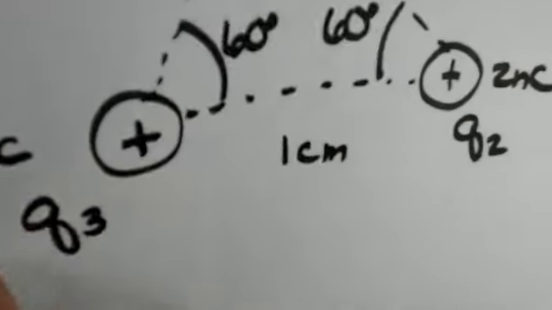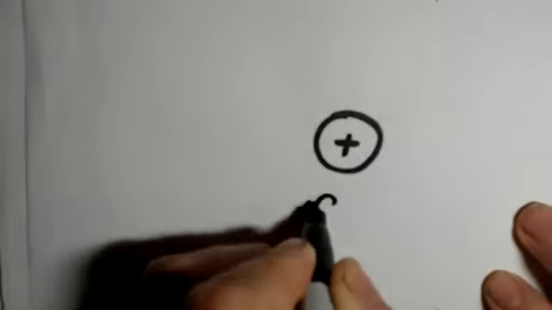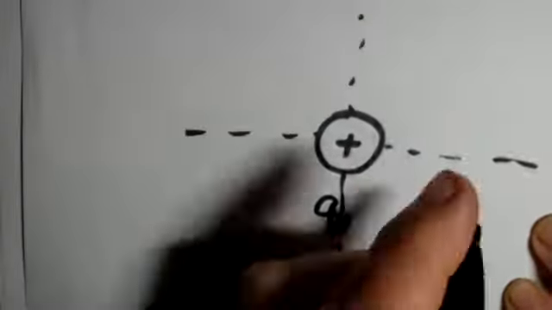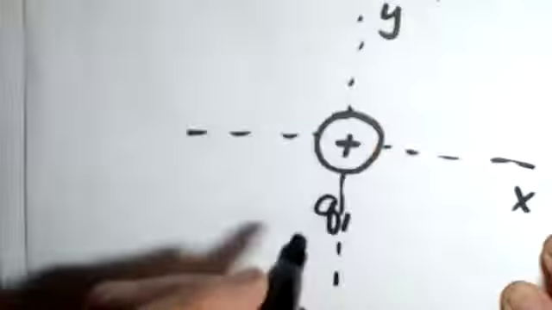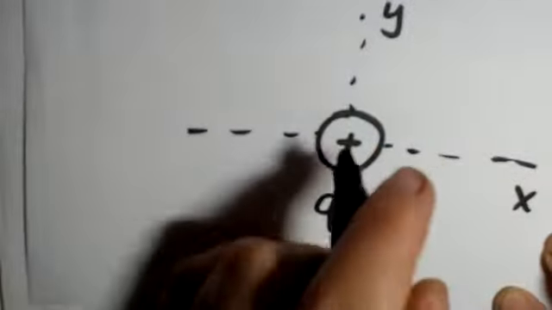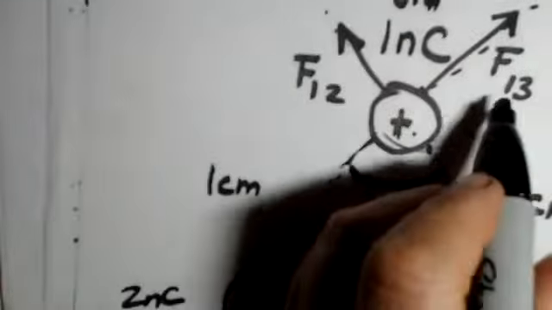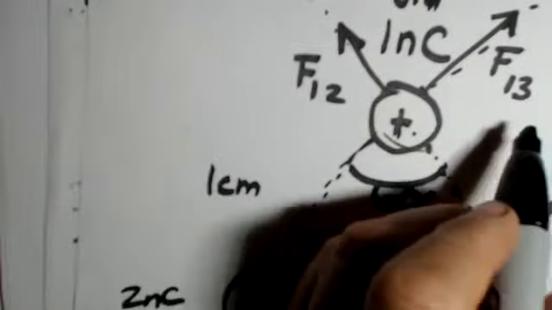Now, what I'm going to do to make my life a little easier is come down here and draw just a free body diagram of charge number 1 so I can see what's going on. Okay, so there's Q1. I'm going to draw my little coordinate system here. So there's X and Y, just like normal. And then I'm going to transfer F12 and F13 to that.